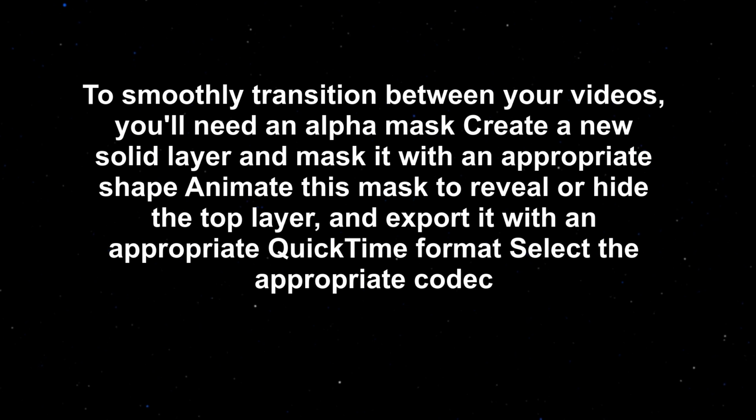To smoothly transition between your videos, you'll need an alpha mask. Create a new solid layer and mask it with an appropriate shape. Animate this mask to reveal or hide the top layer, and export it with an appropriate QuickTime format.